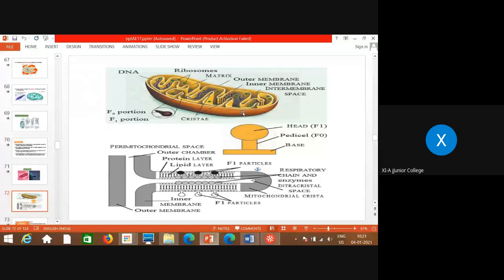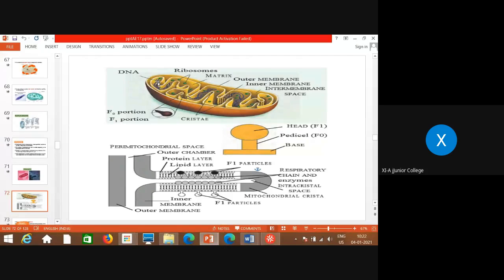Now we'll see, this is shown very clearly in your textbook. This is the outer layer, which is smooth, whereas the inner layer is folded. You can see these folds on the inner layer, and there is a space between the outer and inner layer of mitochondria, and that is called the intermembrane space. That lumen means nothing but intermembrane space. Inside the inner membrane there is a matrix, and that matrix shows different types of materials.